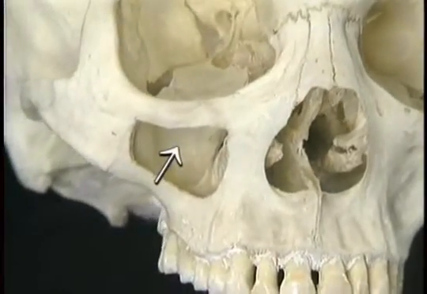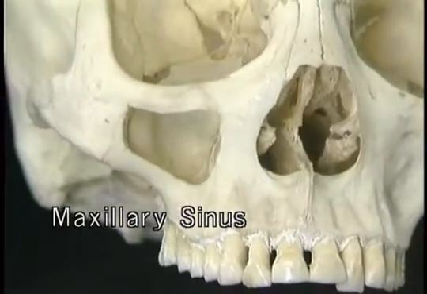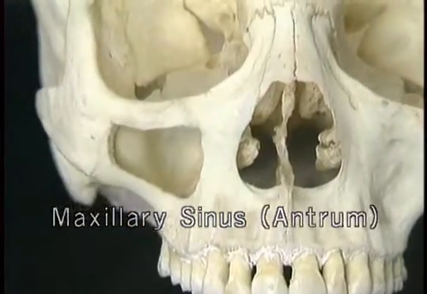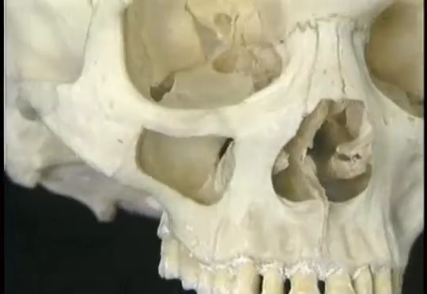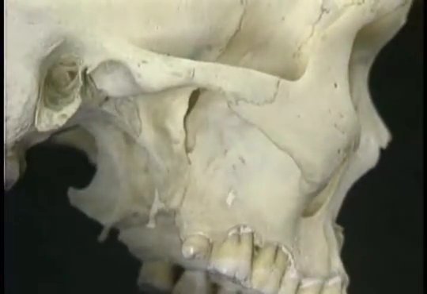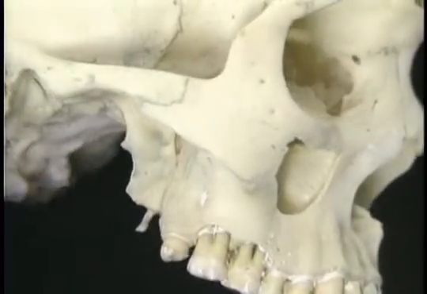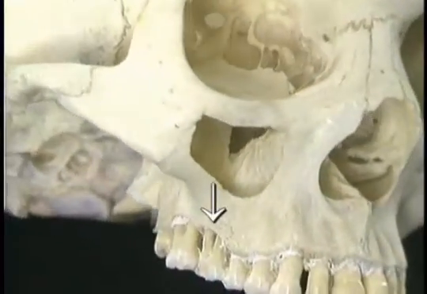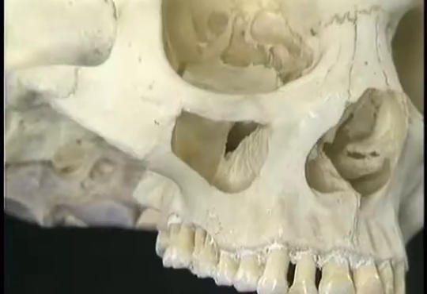Here's the cavity for the right maxillary sinus, also known as the maxillary antrum. It extends backwards to the part of the maxilla that borders the pterygomaxillary fissure. It extends downwards almost to the root of the upper molar and premolar teeth.